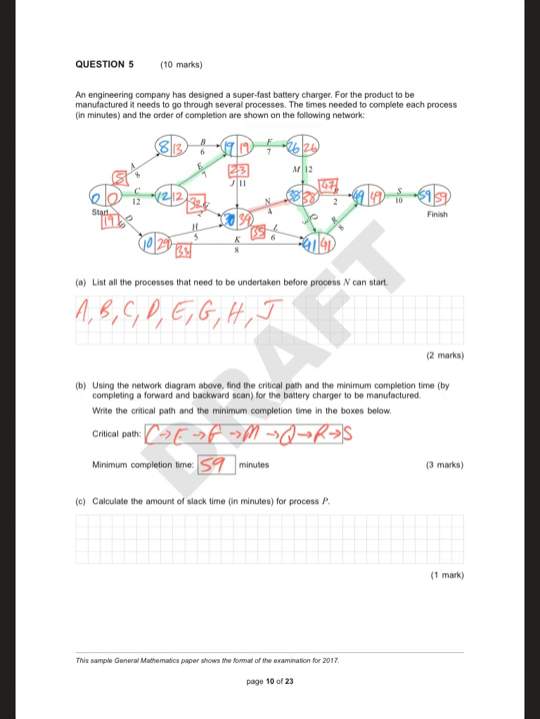Calculate the amount of slack time for process P. Where's P? Oh, there it is. P is along there. 38 to 47. So 47 minus 38, 9 minutes. Slack for P. Not B, P. P. Is that page done?